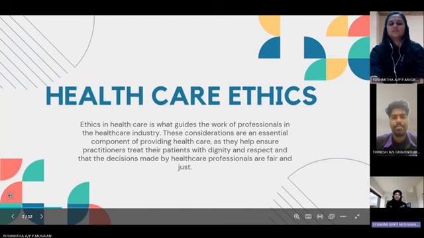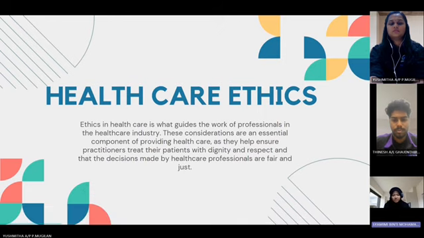Okay, now I will be explaining the first slide. The healthcare ethics. Ethics in healthcare is what guides the work of professionals in the healthcare industry. These considerations are an essential component of providing healthcare as they help ensure practitioners treat their patients with dignity and respect, and that the decisions made by healthcare professionals are fair and just.